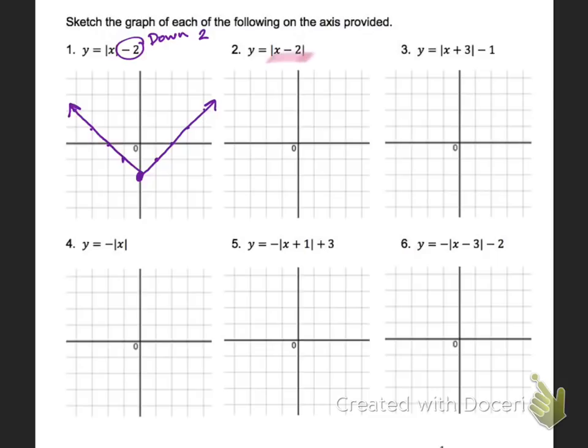Number 2, x minus 2. Now the 2 is in parentheses, so that means that it's going to be shifting right 2. Still pointing up. Number 3, going left 3, down 1. So left 1, 2, 3, down 1. I'm still pointing up with a slope of 1.